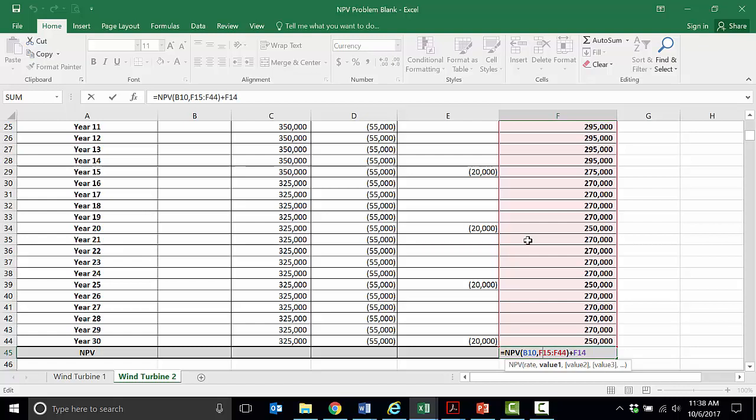Remember, we don't include the initial investment in this NPV formula because the initial investment occurred at time 0. It's already at its present value. So $3 million spent at time 0 or spent today is already valued at $3 million. We don't need to discount that back a period.